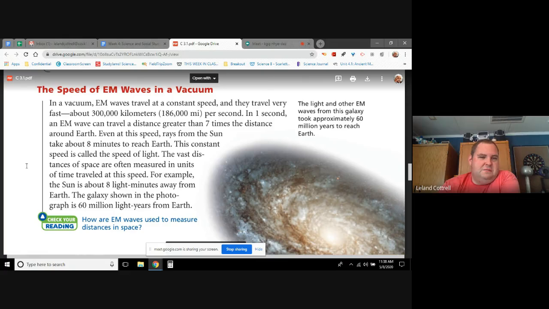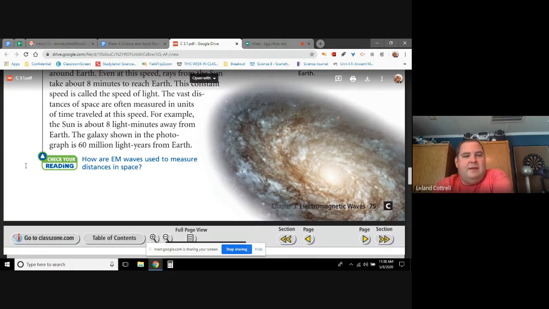The vast distances of space are often measured in units of time traveled at this speed. For example, the Sun is about 8 light minutes away from Earth. The galaxy shown in the photograph is 60 million light years from Earth.